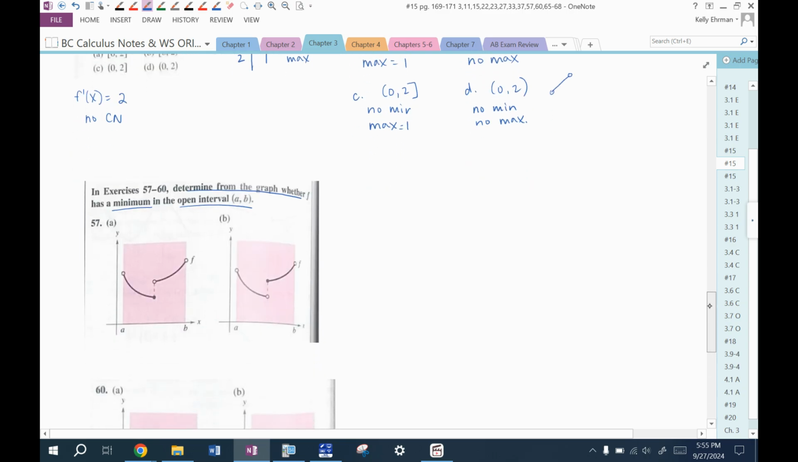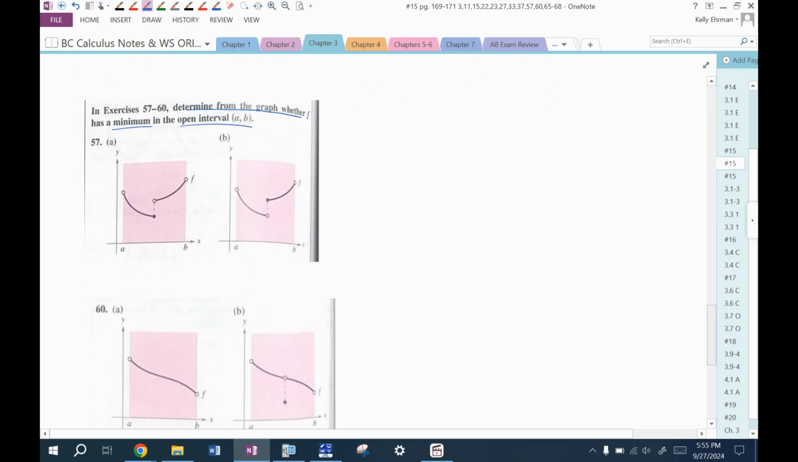Which kind of brings us to this next one. Determine from the graph whether f has a minimum on the open interval. A minimum, remember, don't overthink this. A minimum is just the lowest point, right? And whether it's actually a relative minimum or just the lowest point on the graph does not matter.